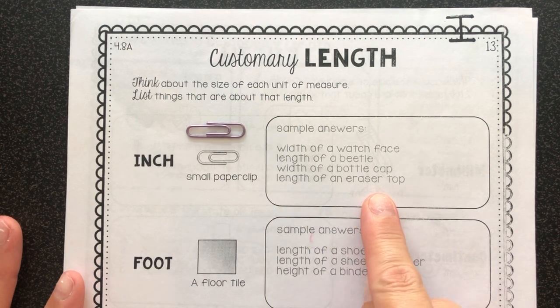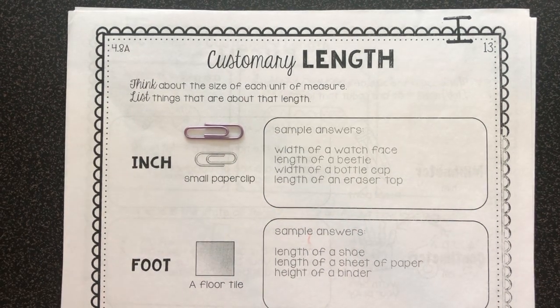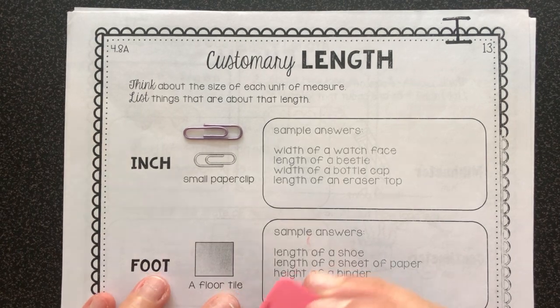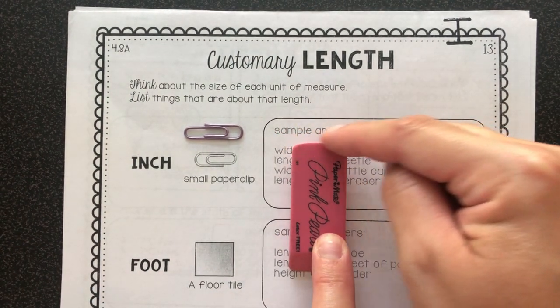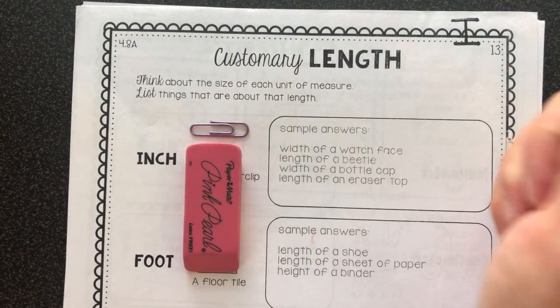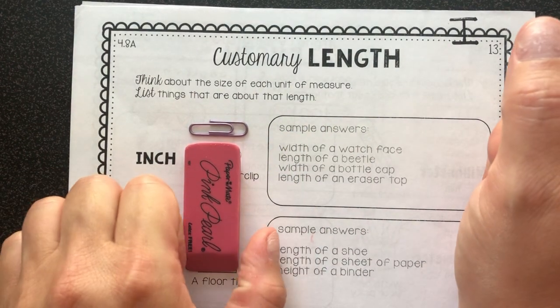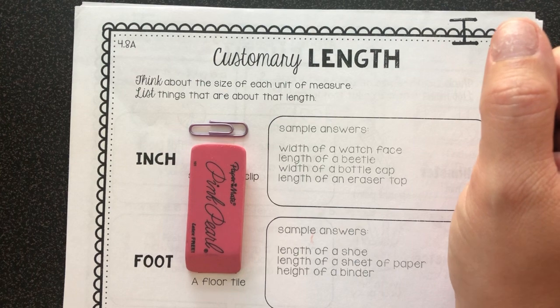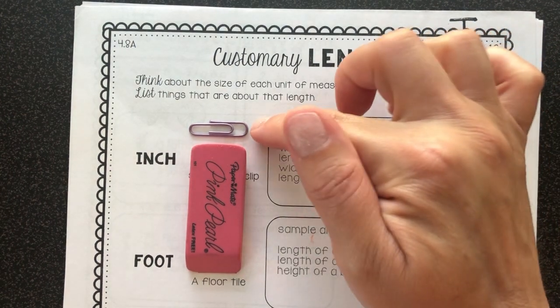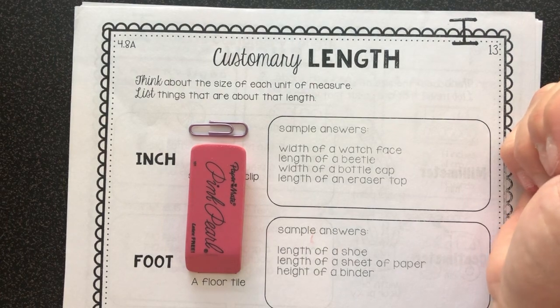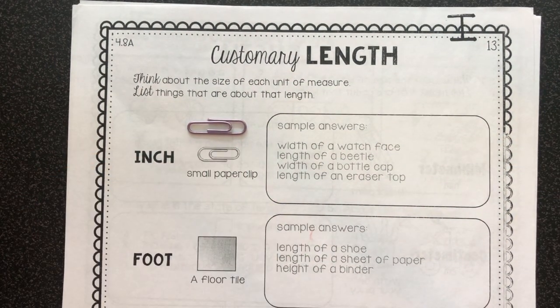Also the length of an eraser top, and they're not talking about a pencil eraser, that's too small. We're talking about one of these bigger erasers, and they're talking about this right here. And you can see if I put it next to the paper clip there, it's about 1 inch. Not exactly, I'm saying about. It's close to the same length as the paper clip. So that's 1 inch.